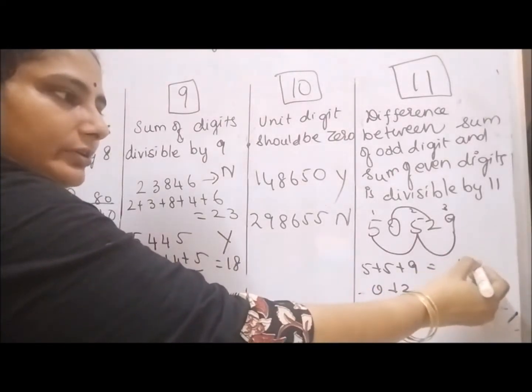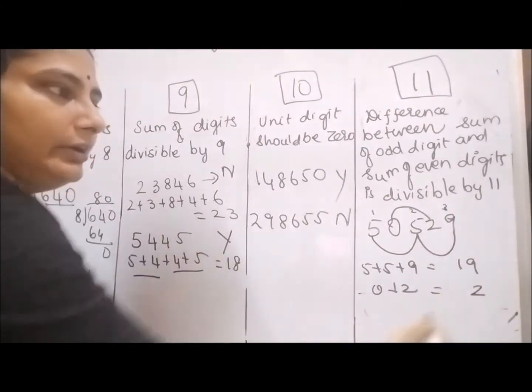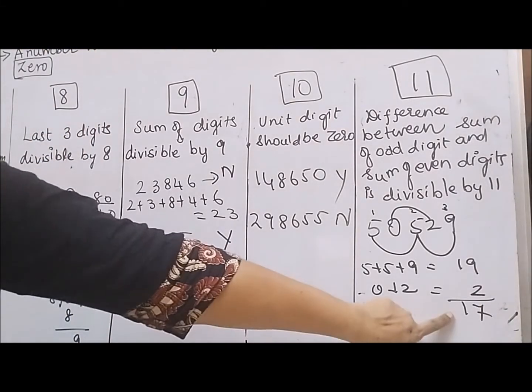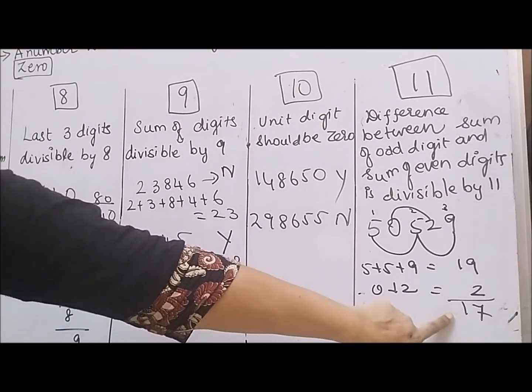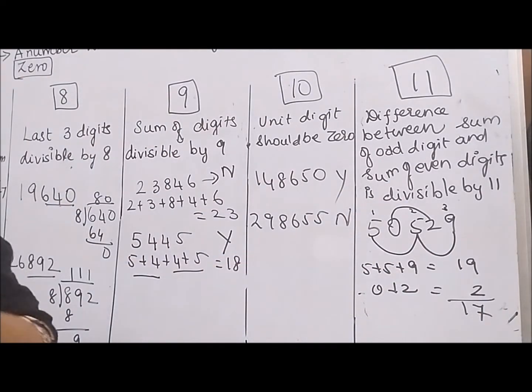This is 19 and 2. 17. Is 17 divisible by 11? No. So the entire number will not be divisible by 11.